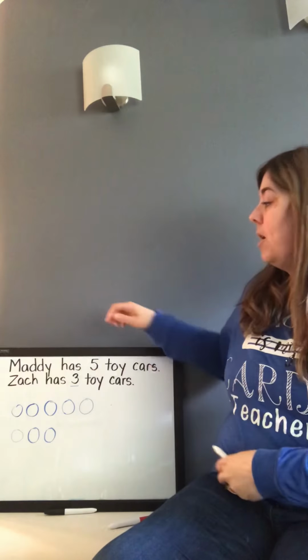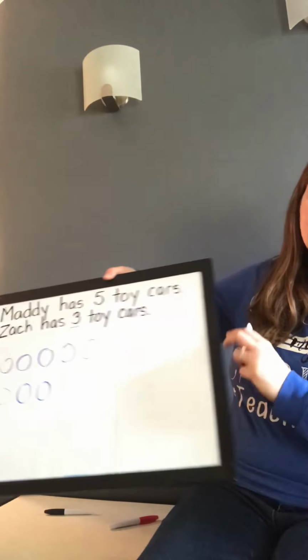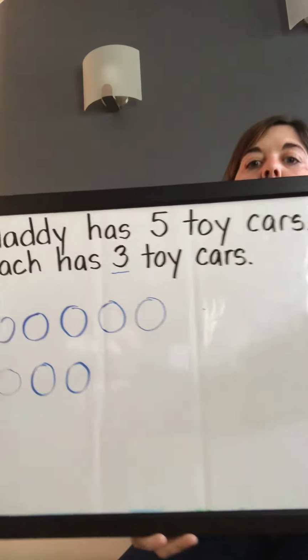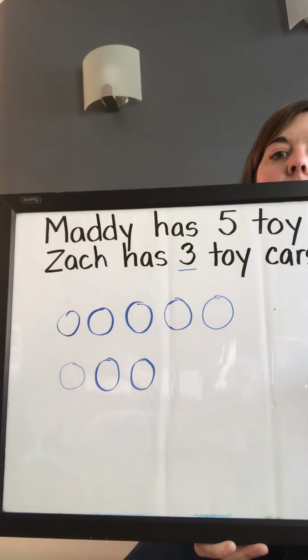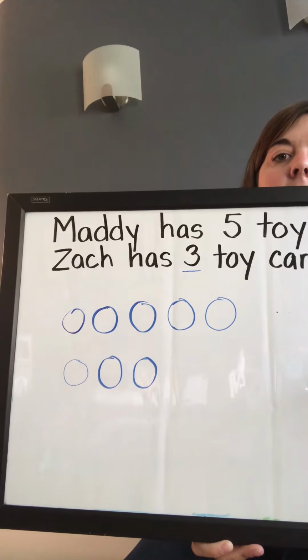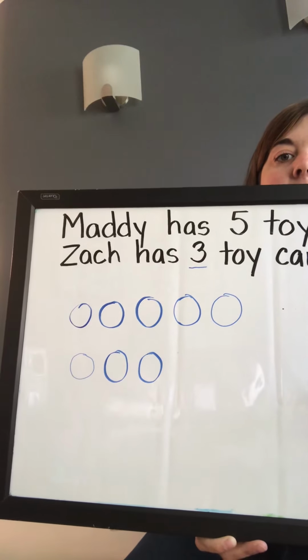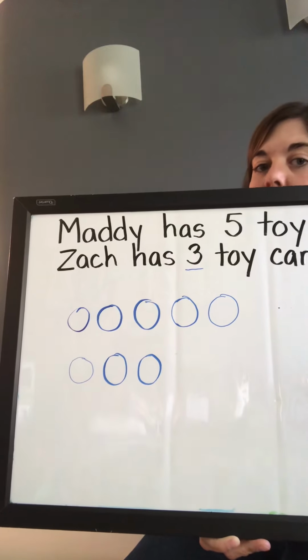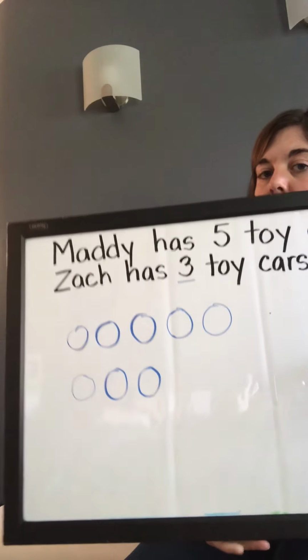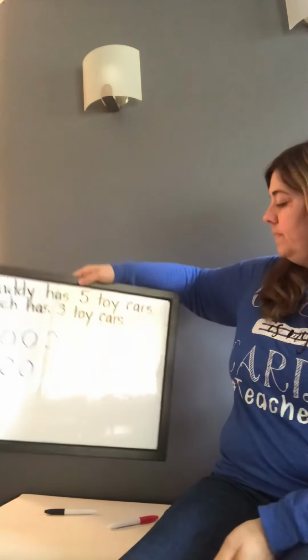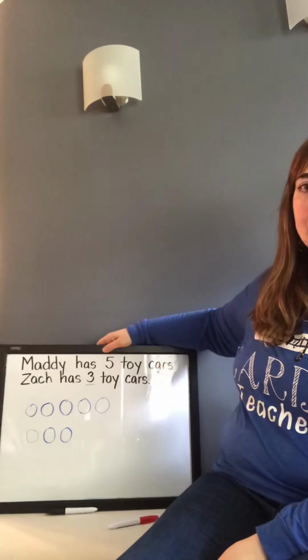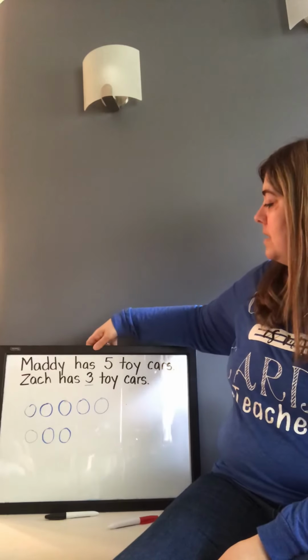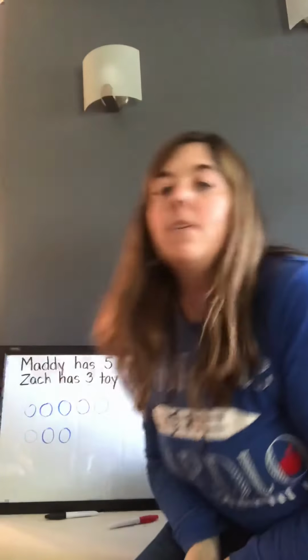So again, you can pause the video and you can make sure your picture looks just like mine, with 5 cars for Maddie and 3 cars for Zach. Go ahead and pause and then unpause when you have your drawing. Okay, now we want to know how many cars they have all together.